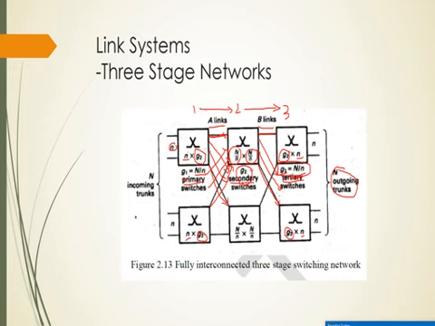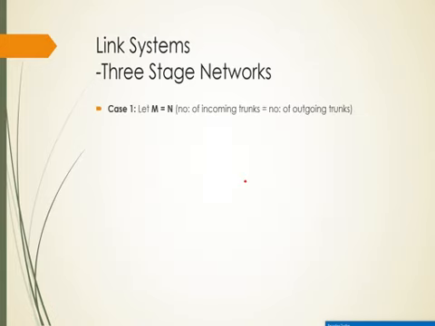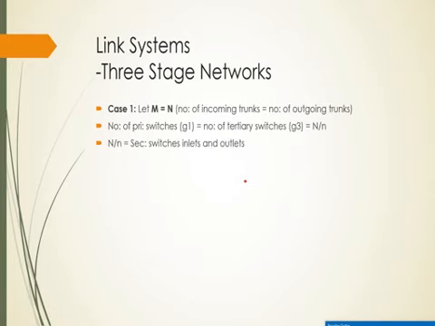So that gives you the number of secondary switches which are required. So this is all the design parameters we have, for m equal to n, that is, the number of incoming trunks is equal to the number of outgoing trunks. The number of primary switches, identified by G1, is equal to the number of tertiary switches. As we had seen in the previous diagram, it is n by n, because m is equal to n.